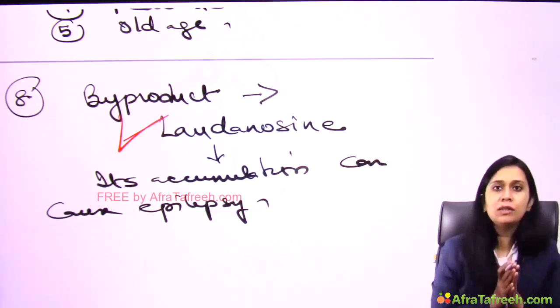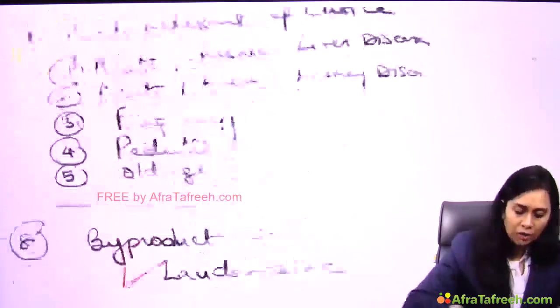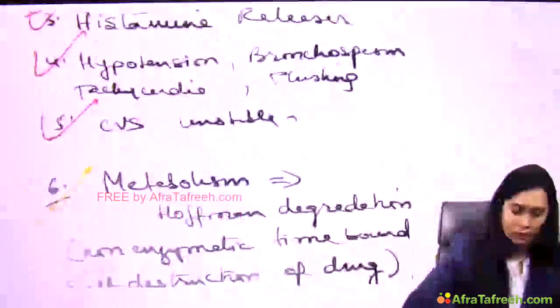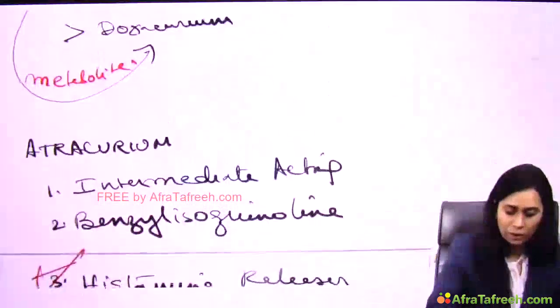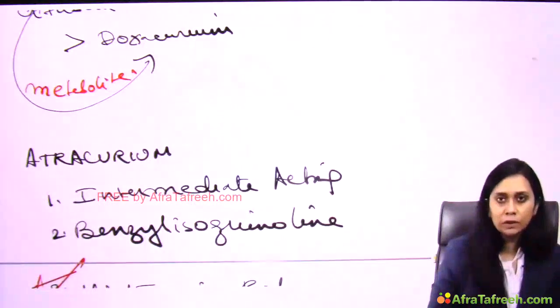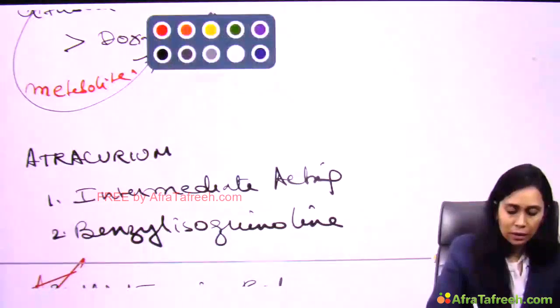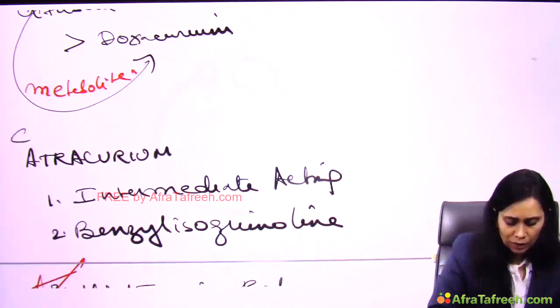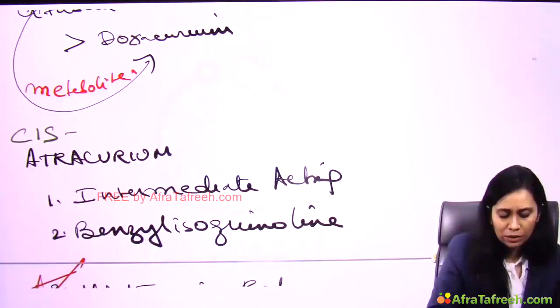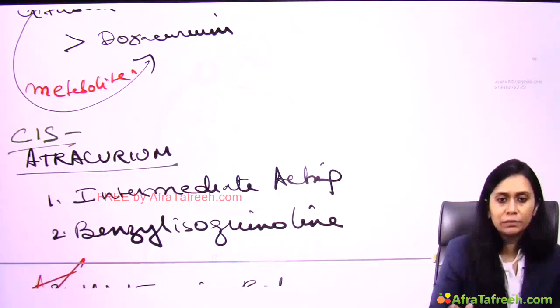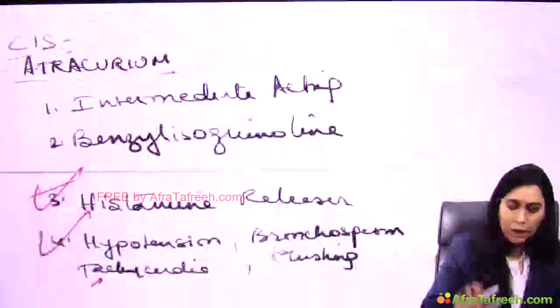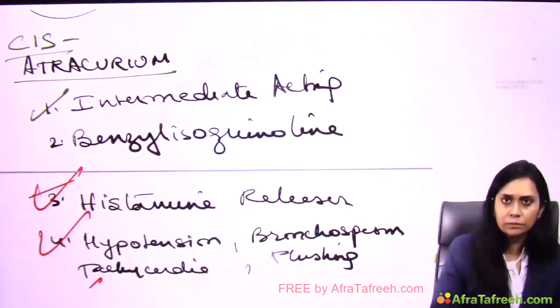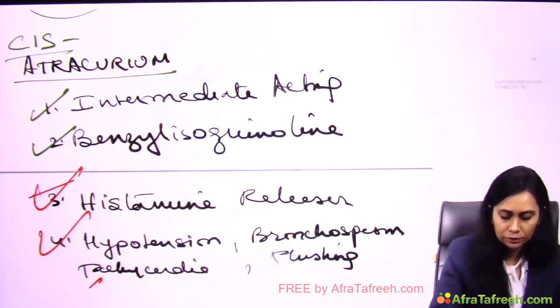A new drug, cisatracurium. Atracurium is a mixture of 10 isomers: cis, cis, trans, trans, trans, cis, etc. Its cis isomer was separated, and a pure cisatracurium molecule was made, which, like atra, is intermediate acting. Like atra, benzyl isoquinoline.